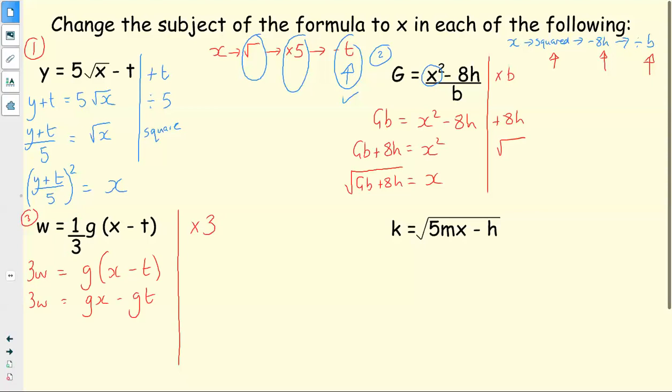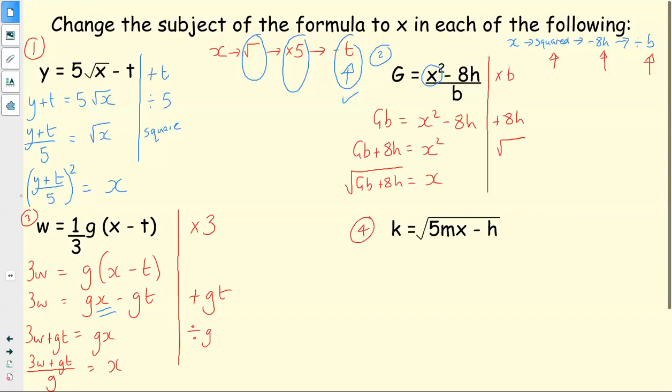And remember what you're aiming for. You're aiming for this x here. So I'm going to undo my subtract gt by adding gt. So it becomes 3w add gt equals gx. And to get x all by itself, you will divide by g. So 3w add gt all divided by g equals x.